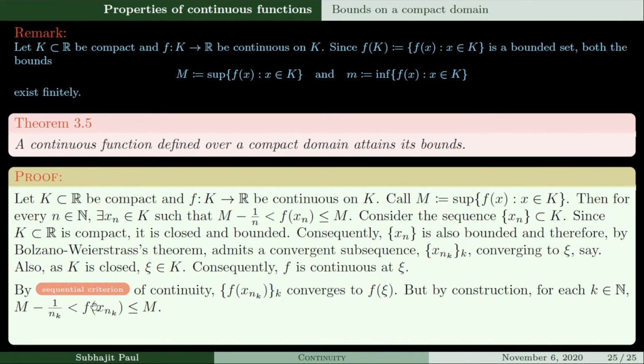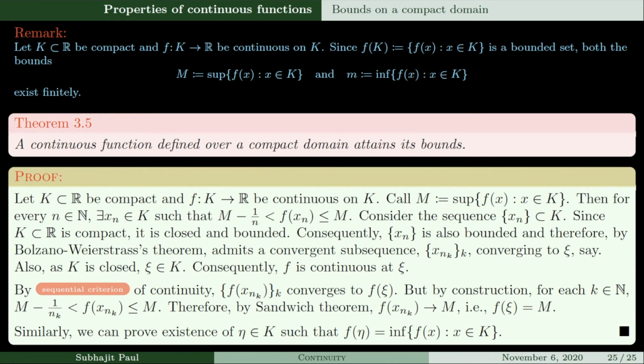But by construction, for every natural number k, M minus 1 over nk is smaller than f of x_nk, which is smaller than or equal to M. Now, nk is a strictly increasing sequence, so 1 over nk goes to 0. Therefore, the left hand side tends to M itself, and therefore by the sandwich theorem, the sequence f of x_nk tends to M as well. But f of x_nk converges to f of xi, so therefore f of xi has to be equal to M. Similarly, we can prove the existence of a point eta in K such that f of eta equals the infimum of f(x), where x is varying over K.